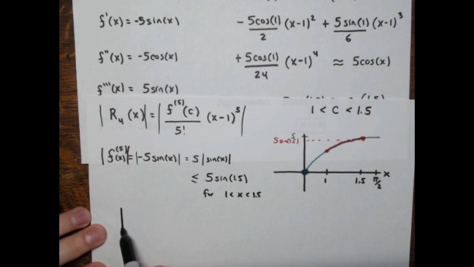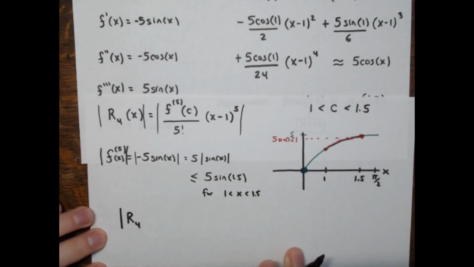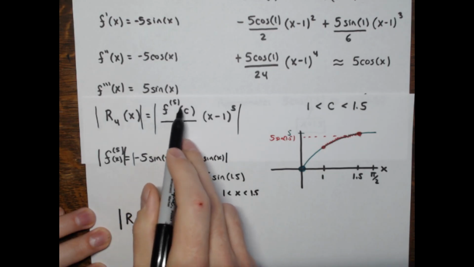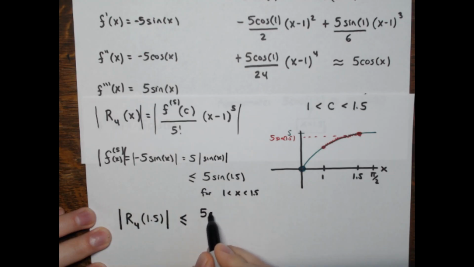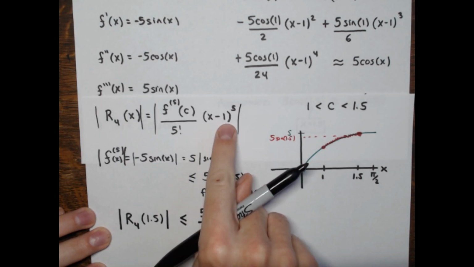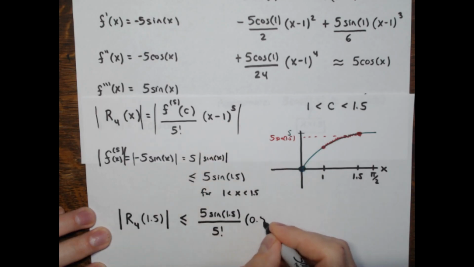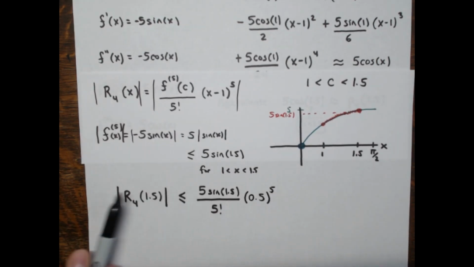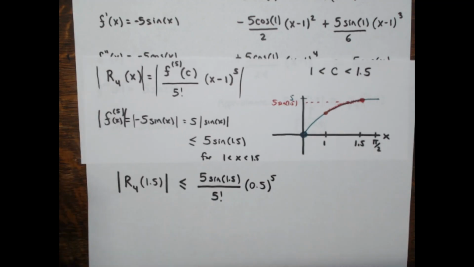So this remainder, when we estimate that value with the fourth polynomial and plug in 1.5 for x, should be less than or equal to, since the fifth derivative is always less than this, 5 times the sine of 1.5 divided by 5 factorial, so 120, times 1.5 minus 1, which is 0.5, to the fifth. Now I'm going to go to a calculator and calculate this, and we'll see if the error is less than 1/10,000th.